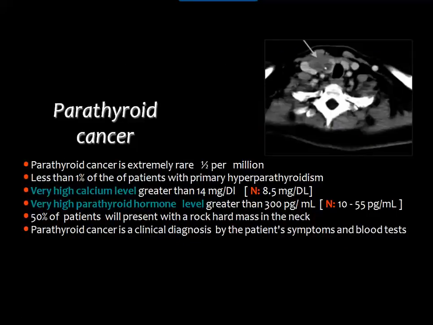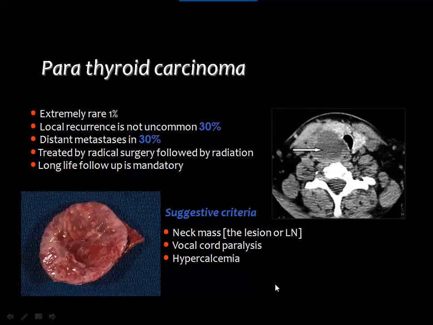Parathyroid cancer is extremely rare. The incidence is a half per million, and the presence of parathyroid cancer will markedly elevate the level of the serum calcium, and also will markedly elevate the serum parathyroid hormone level. The presence of these elevations may make us suspect that the lesion in the parathyroid gland represents a carcinoma, and this will need a sample by ultrasound or any way to confirm the diagnosis.